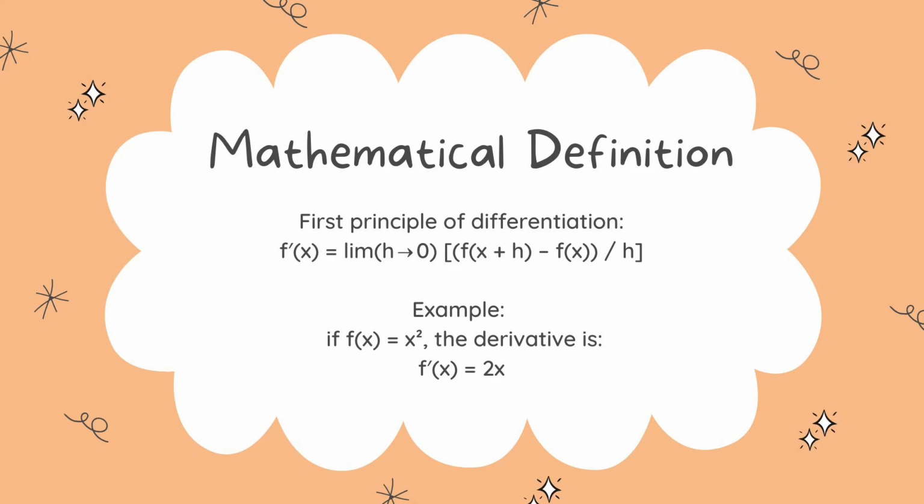The derivative is defined using a limit: f prime of x equals the limit as h approaches 0 of f(x plus h) minus f(x), divided by h. This is called the first principle of differentiation. So, a quick example. If f(x) equals x squared, the derivative is f prime equals 2x. This tells us the slope of the function at any point x.